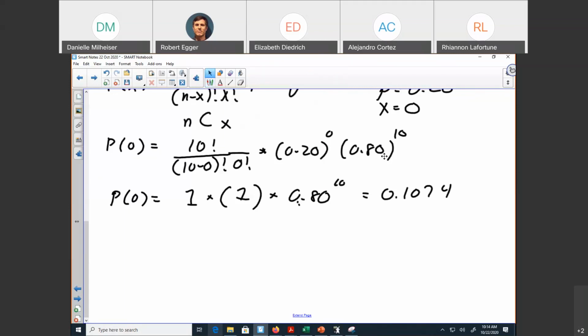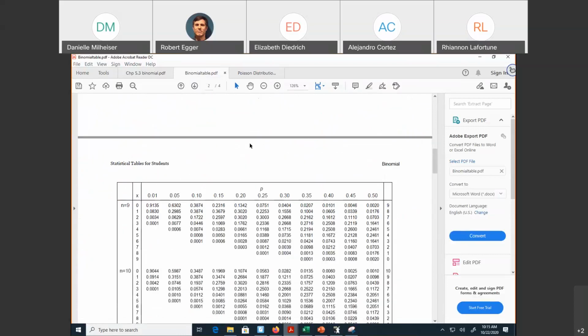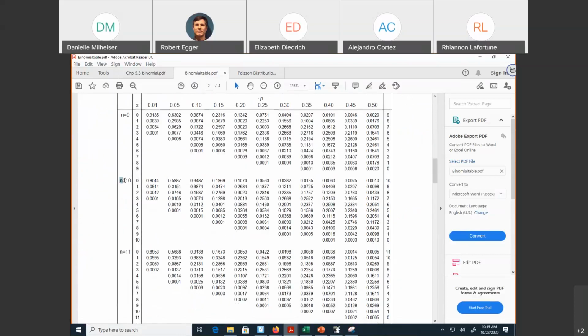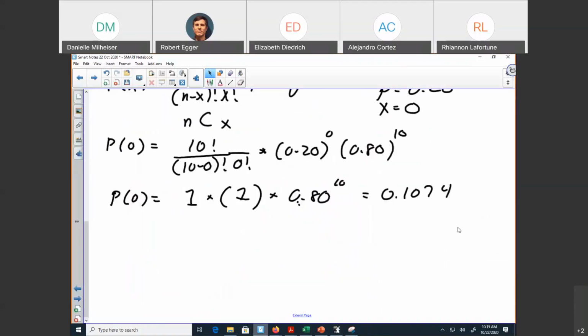Now hold that number. Let's go to the binomial table. Probability of 0.2, n equals 10, and look what we got: 0.1074. Same number, 0.1074. It works.